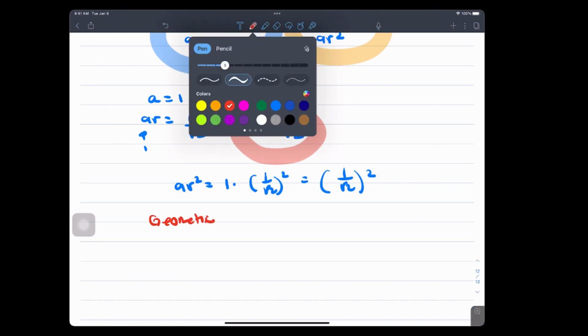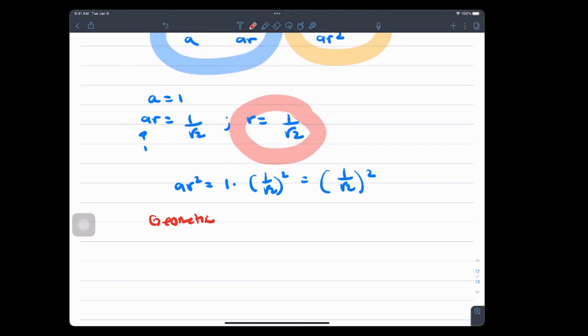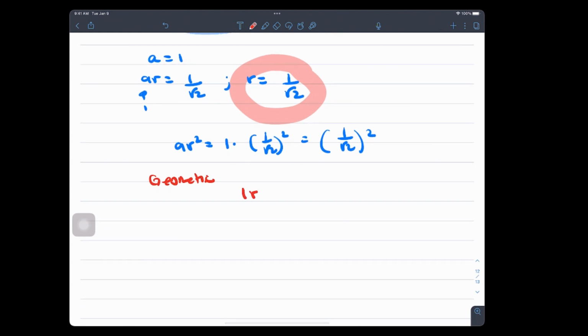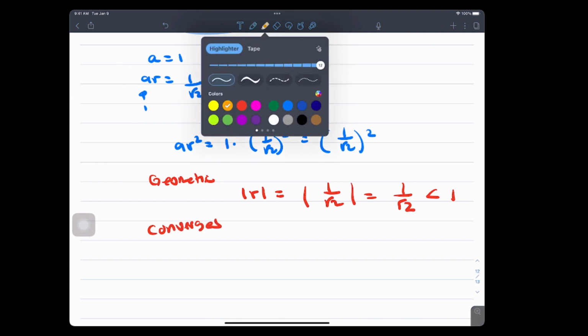Now, why is that important to do? Well, because then the absolute value of R, which is the absolute value of 1 over the square root of 2, is 1 over the square root of 2. What do you guys know? Is that number bigger than 1 or smaller than 1? That's smaller than 1? Then what does that mean? That means the series converges.